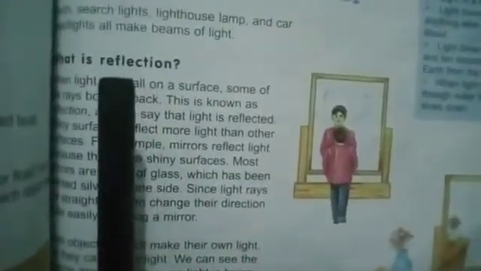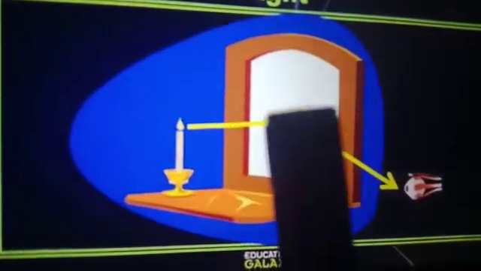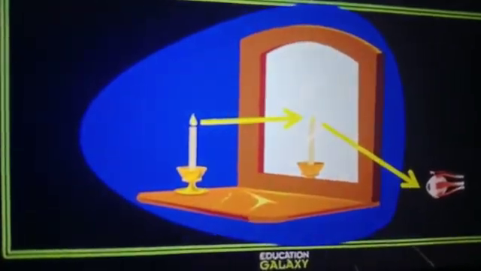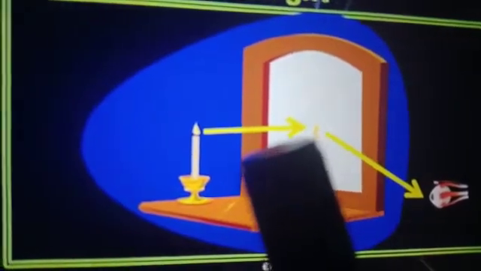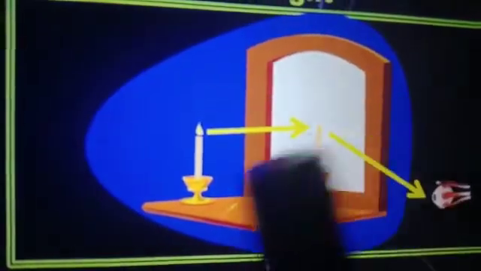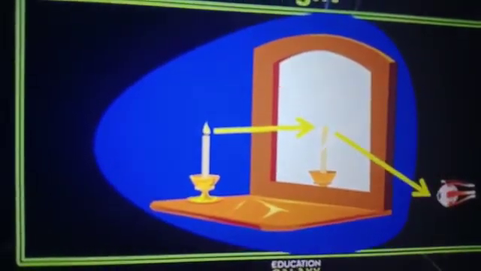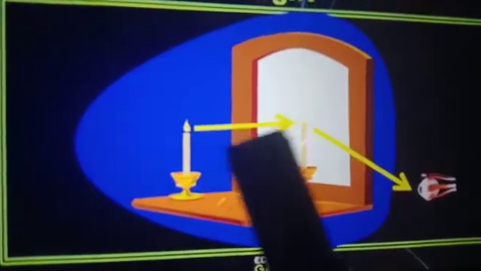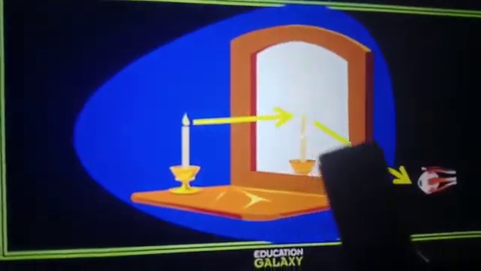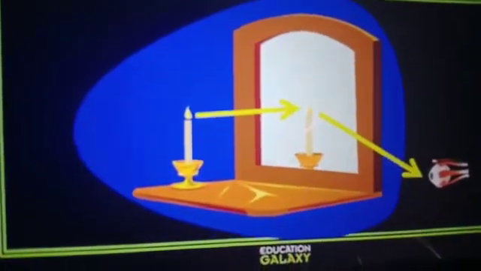Now we see what is reflection. When light rays fall on a surface, some of the rays bounce back. This is known as reflection. Shiny surfaces reflect more light than other surfaces. For example, mirrors reflect light because they have a shiny surface. Light rays are straight. We can change their direction easily by using a mirror.